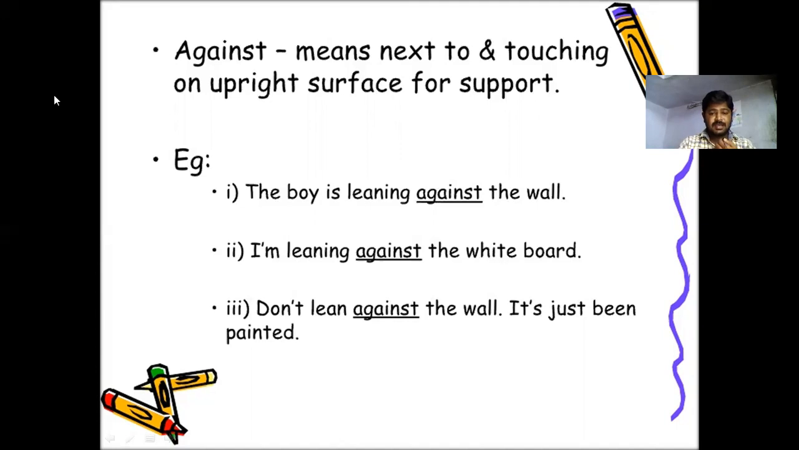And I am leaning against the whiteboard. And don't lean against the wall, it's just been painted.